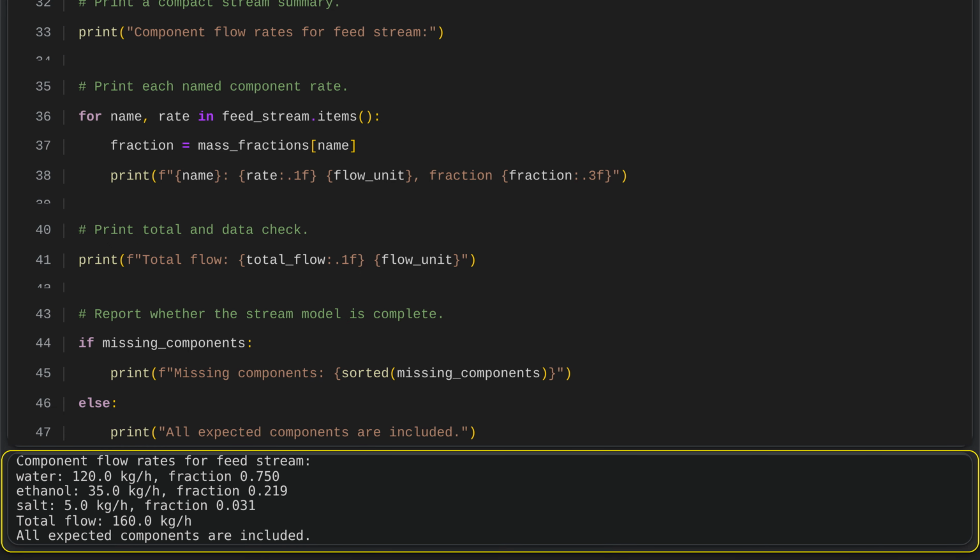The script summarizes a feed stream made of water, ethanol, and salt by calculating the total mass flow and each component's mass fraction. It then displays each component's flow rate and fraction, along with the overall flow. Finally, it checks the stream against the expected components and reports whether anything is missing, helping verify that the stream data is complete and consistent.